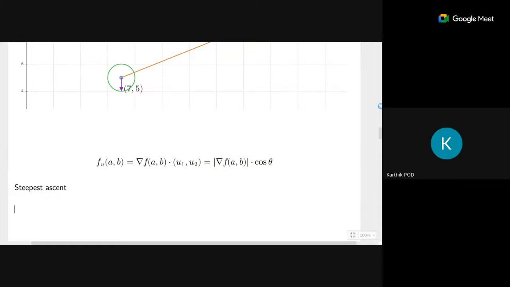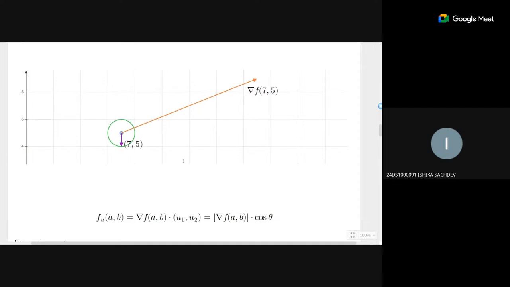Sir, I didn't understand the concept of adding the gradient to the original vector to get the positive direction, and then subtracting the gradient from the original vector for the negative. Why are we adding to the gradient and not just pointing towards the gradient?